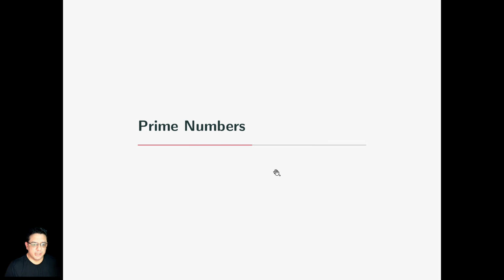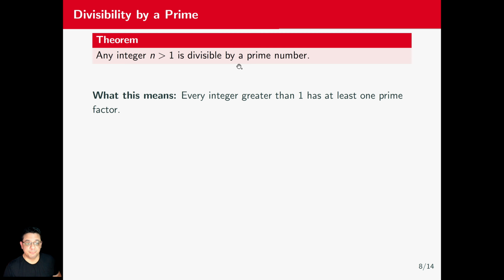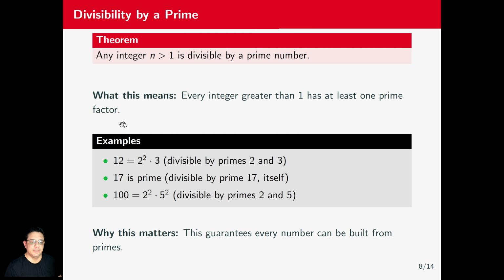Now let's talk a little bit about prime numbers. As a reminder, any prime number is a number that is only divisible by itself and by 1. So now, our first theorem will be any integer n, integer in general, bigger than 1, is going to be divisible by a prime number. Okay? So this means that every integer greater than 1 is going to have at least one prime factor. This is a very important theorem.